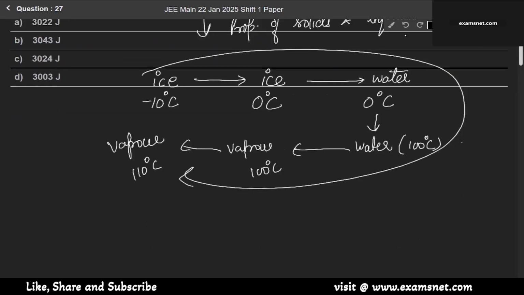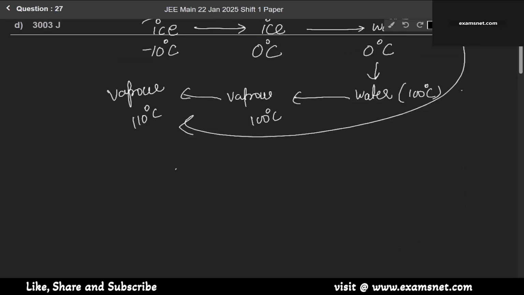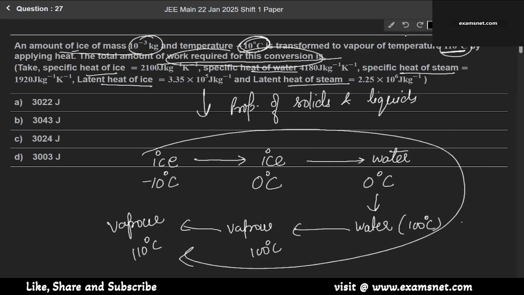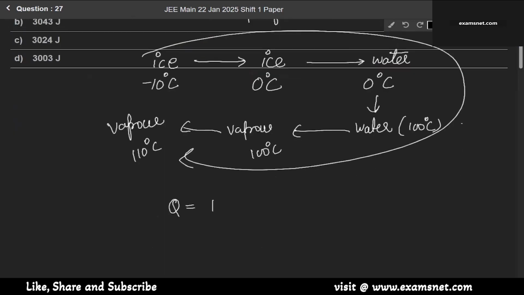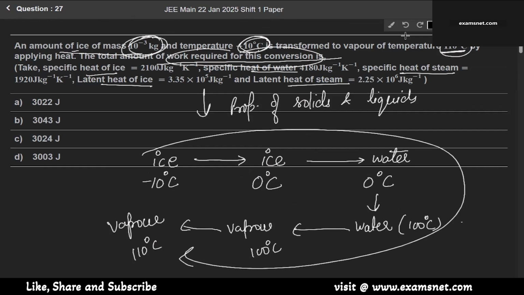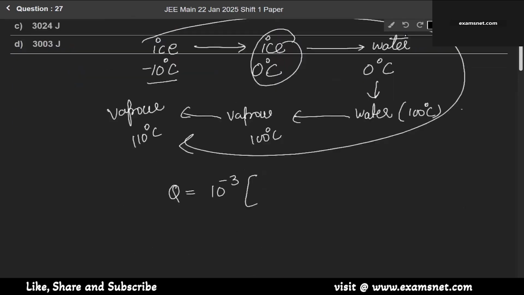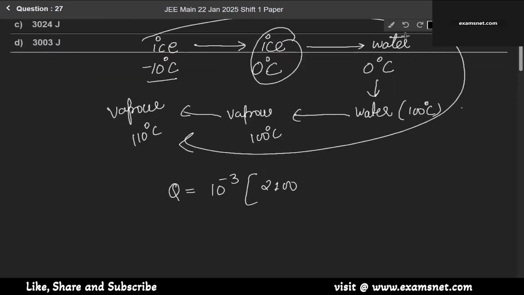Okay. So for this, the work done will be equals to Q is equals to mass, which is 10 to the power minus 3 kg. So it will be 10 to the power minus 3 into. First of all, ice is at minus 10 degrees Celsius and it is converting to ice at 0 degrees Celsius. And we are given the specific heat of ice is 2100 joule per kg per Kelvin. So it will be 2100 into 10 because temperature is changing from minus 10 to 0.